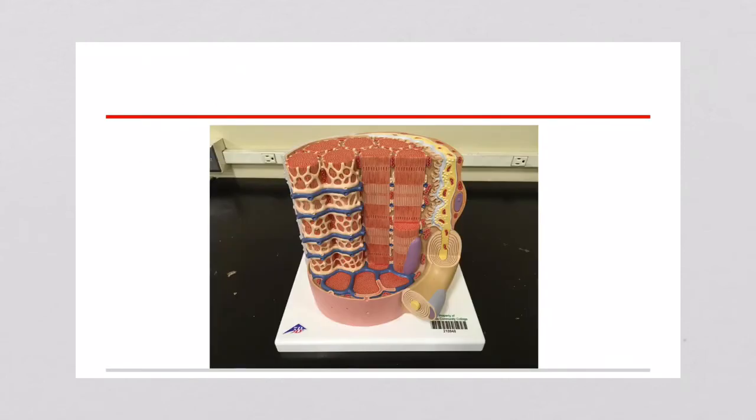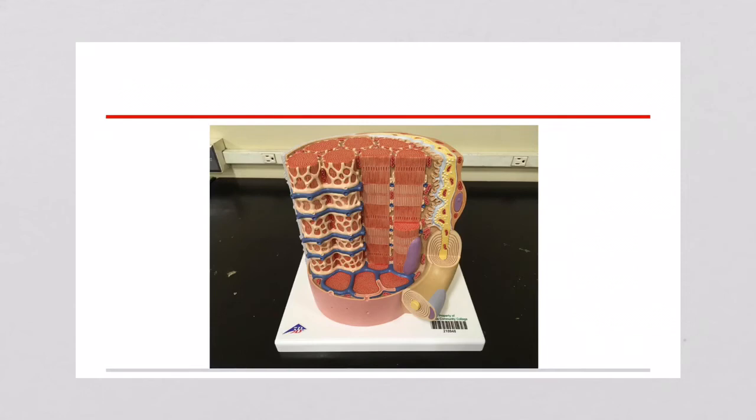So we find ourselves back to this neuromuscular junction model. Earlier in this semester, we were paying attention to the axon and the myelin sheath and the axon terminal. But now I would like you to pay attention to the parts of the muscle fiber. So this is a muscle fiber. This membrane right here is the sarcolemma, and the infoldings of the sarcolemma form the T-tubules.